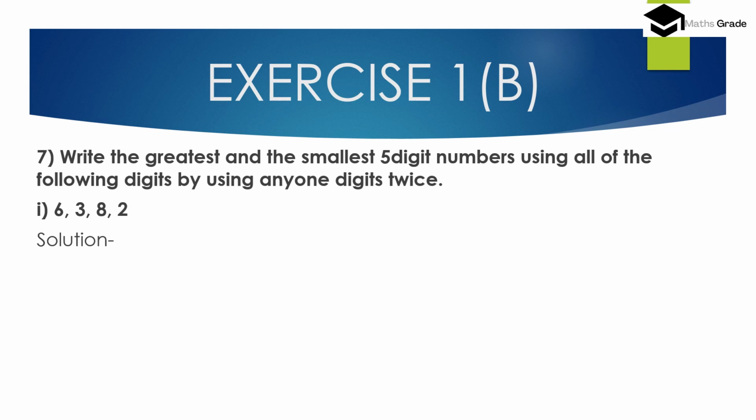Now question number 7. Write the greatest and the smallest 5 digit numbers using all the following digits by using any one digit twice. First bit: 6, 3, 8 and 2. These 4 digits are given. We have to write the greatest and the smallest 5 digit number using all these digits, using any one digit twice.